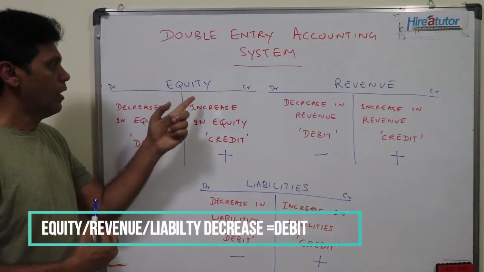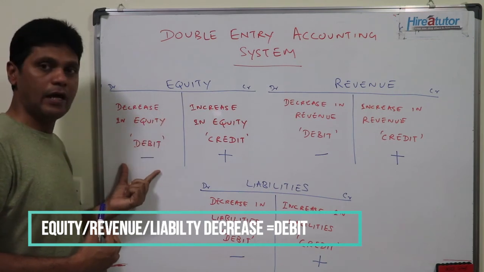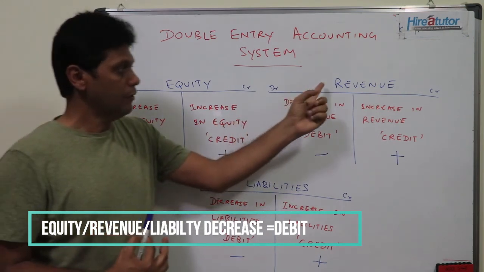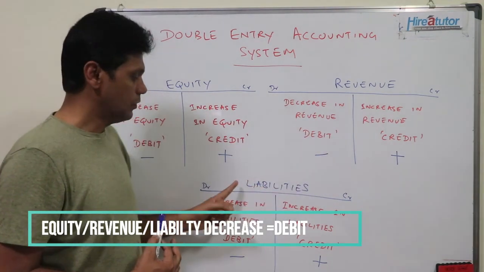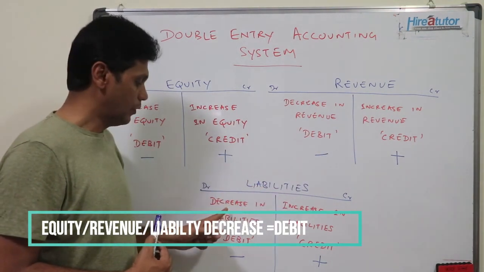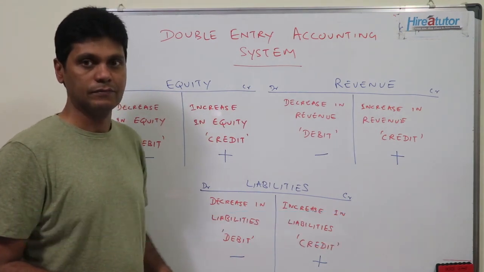So if you want to reduce or decrease the value of the equity, it should be debited. Revenue, to decrease, it should be debited. And also the liabilities, in order to decrease the value of the liabilities, it should be debited.